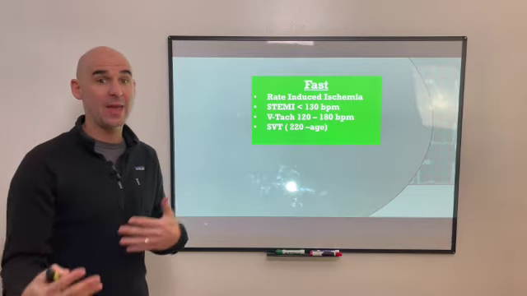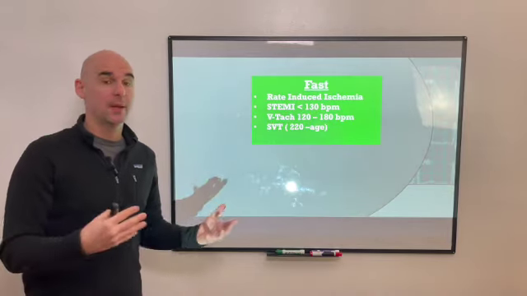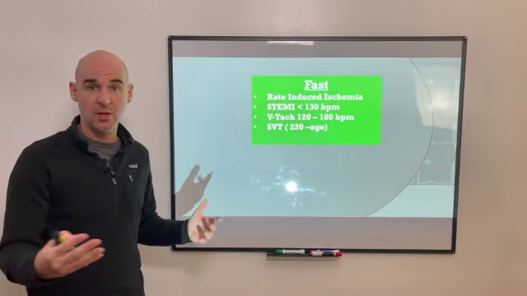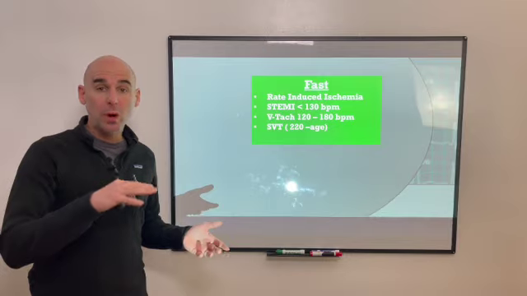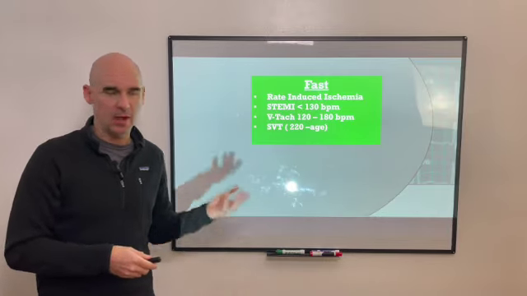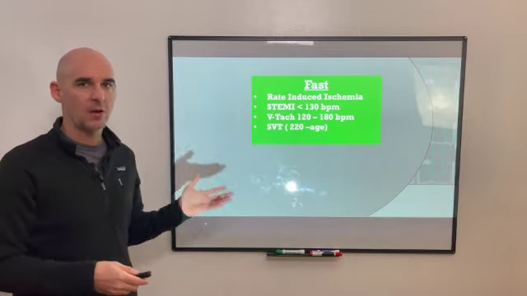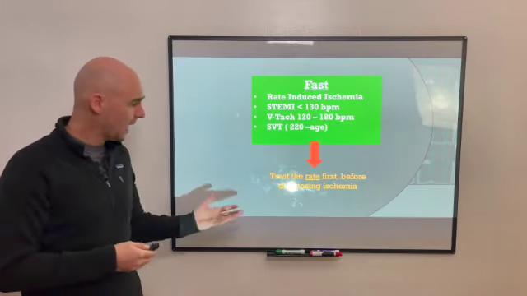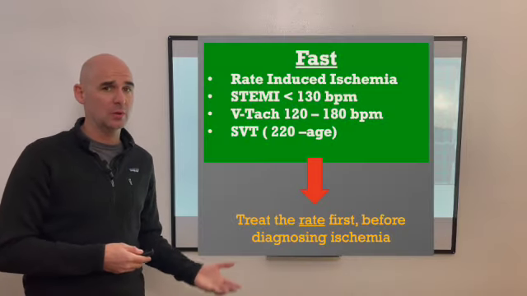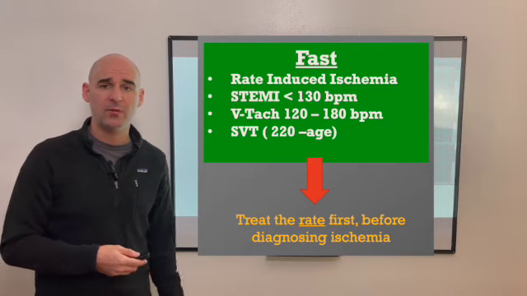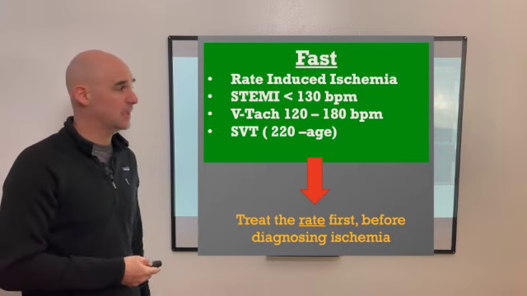Vice versa, if we had a 20-year-old patient, then 220 minus 20 gives us 200. And for a 20-year-old, 200 is really that lower threshold for whether this patient's in SVT or not. So you can see the benefits of determining whether or not this rate is too fast for our patient. And really, what we're probably going to do is treat the rate first, before we decide whether or not this patient actually has underlying ischemia.